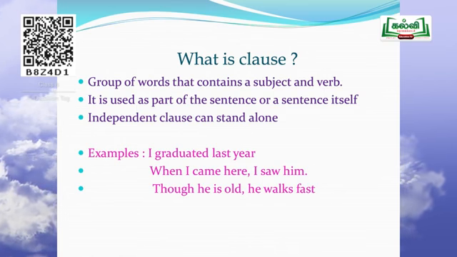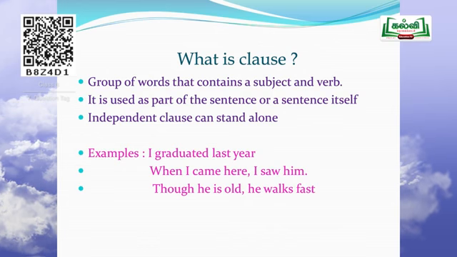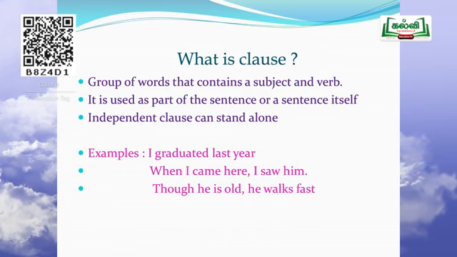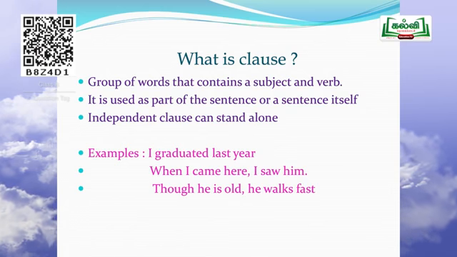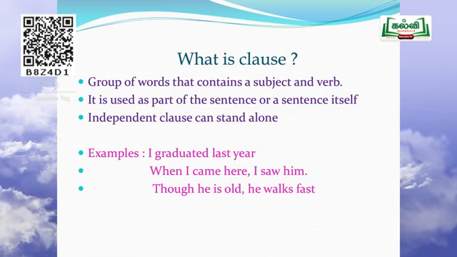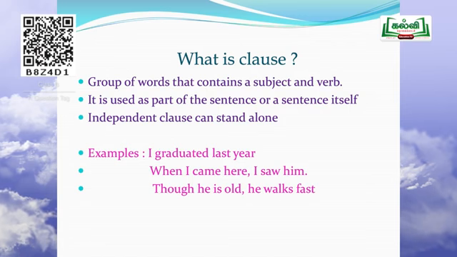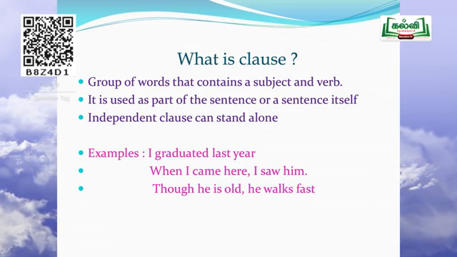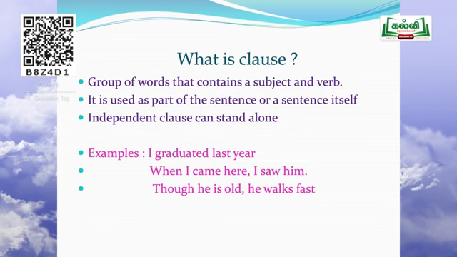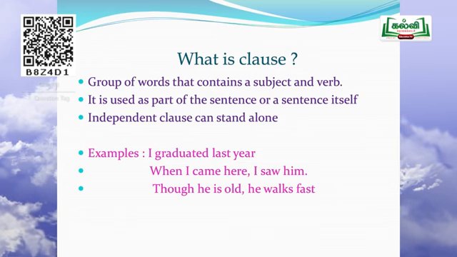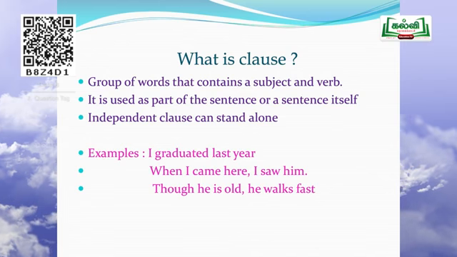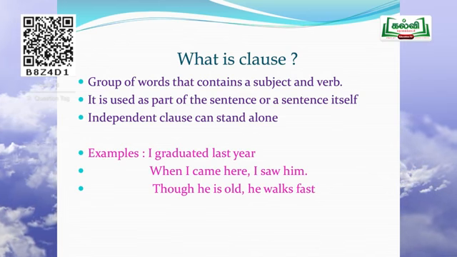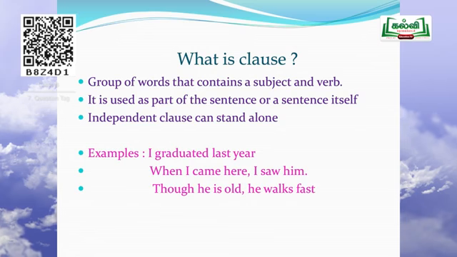Let's move on to the next example. Though he is old, he walked fast. He walked fast is the main clause, the independent clause. It can stand alone. It gives complete meaning. That is the first part. Though he is old, what happened? Here we have the subject, he, and the verb is there. Even though it has a subject and finite verb, it doesn't give the complete meaning. So it is a dependent clause.